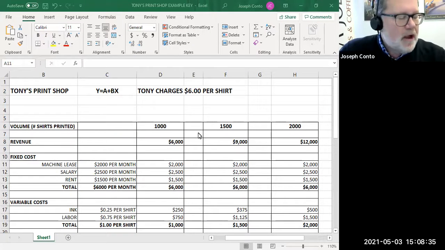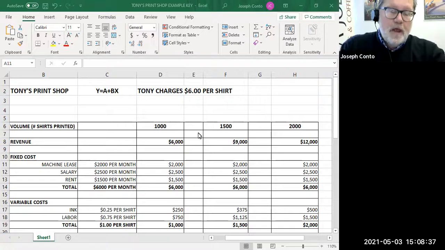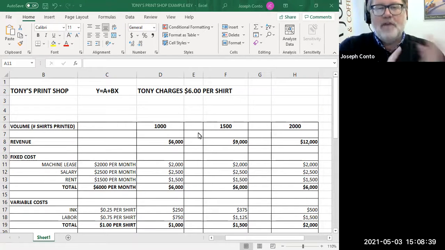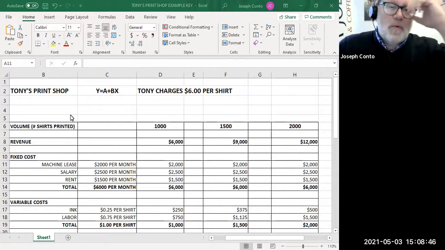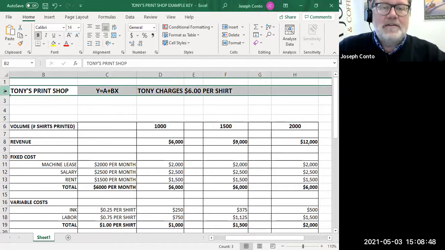I wanted to give you another point of view when it comes to the idea of fixed costs, variable costs, and not mixed costs, step costs, right? And to do so, we're going to go back to this example we used in class of Tony's print shop, right? Tony, look, this is his business model.